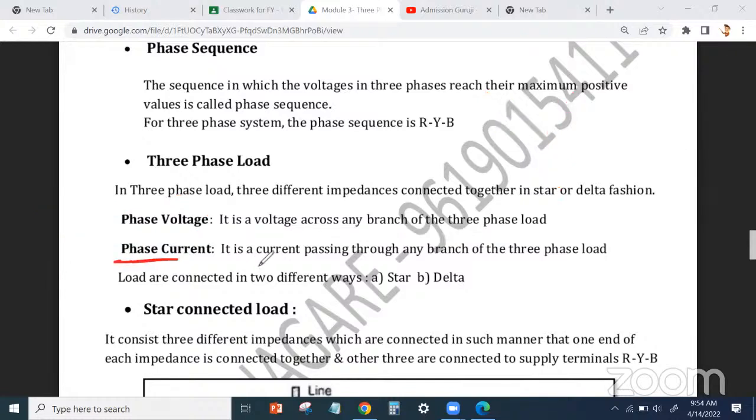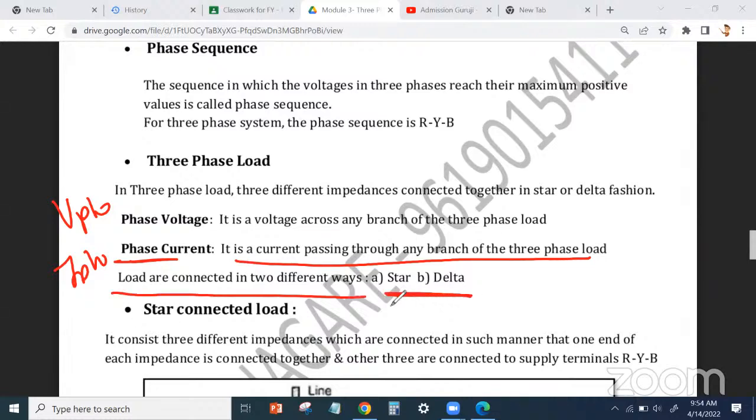What is the phase current? It is the current passing through any branch of the three phase. That is the phase current. So it's VPH and this is IPH: the voltage across any branch and the current passing through any branch. This is called the phase voltage and phase current. The loads are connected in two forms, star and delta.